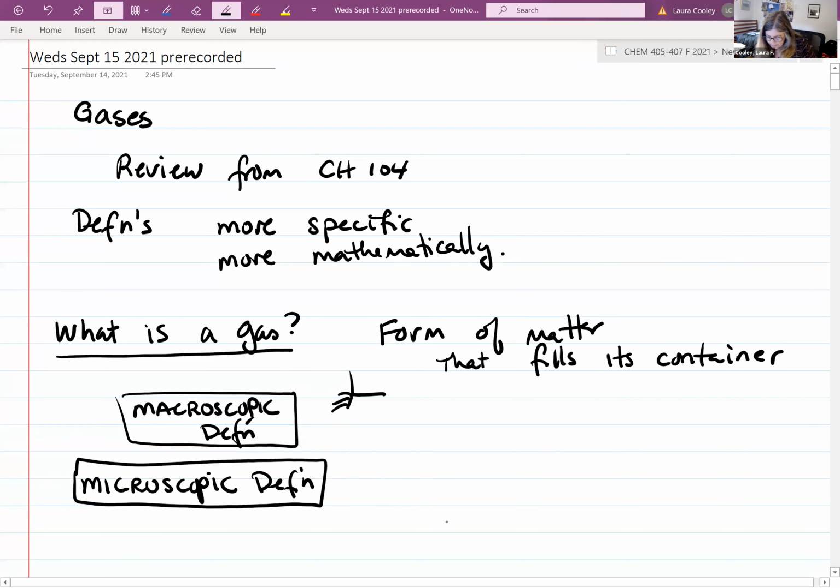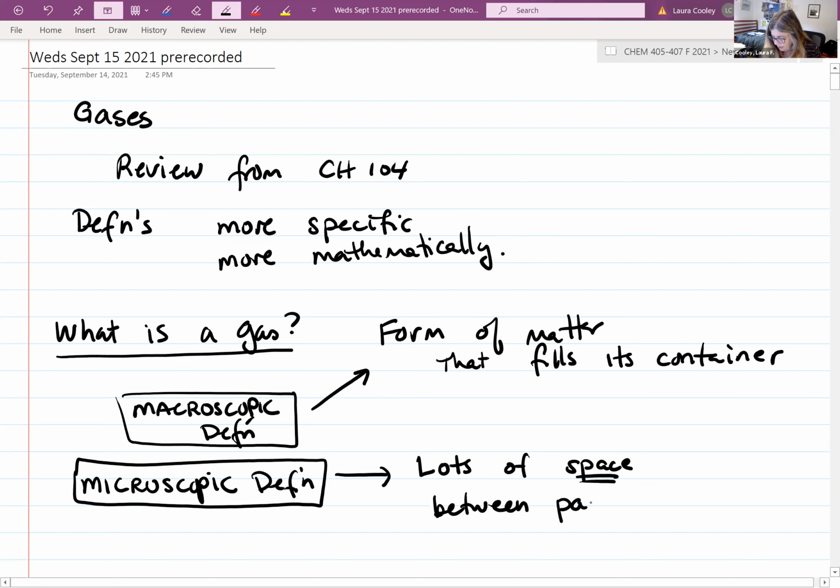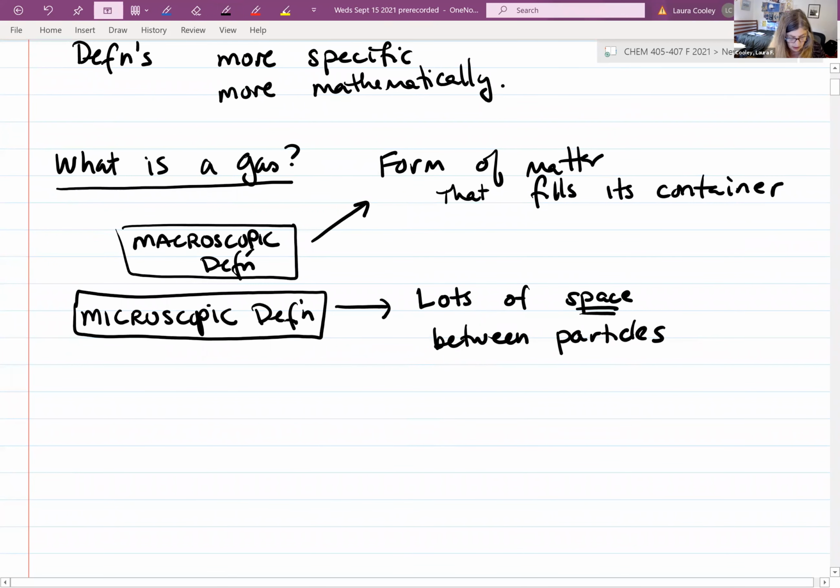So, from the point of view of the molecules, a gas is a form of matter where there's a lot of space in between the particles. So I'm just going to write lots of space between molecules or atoms or whatever the gas particles are, depending on whether you have a compound or an element. Okay, so that's basically the idea of what a gas is.